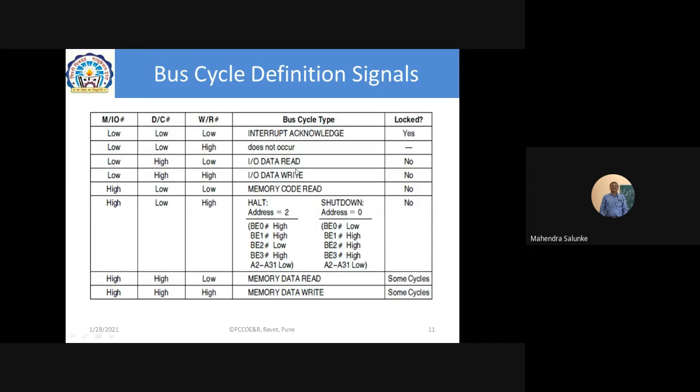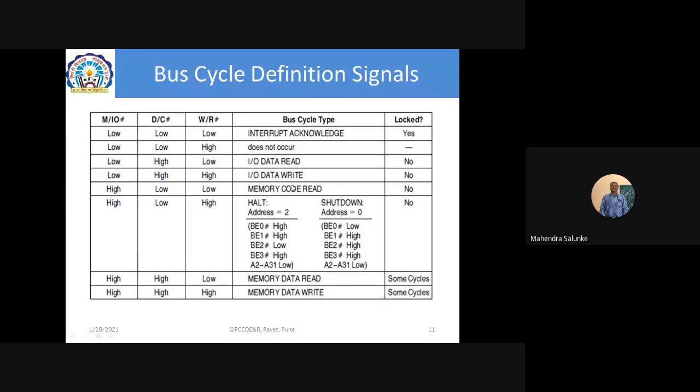Then the next one is memory code read. Memory code read is alternately known as instruction fetch operation. During instruction fetch, it is basically a control cycle, right? It is not a data read from memory. It is a code read from memory. So it is a memory code read, instruction fetch.